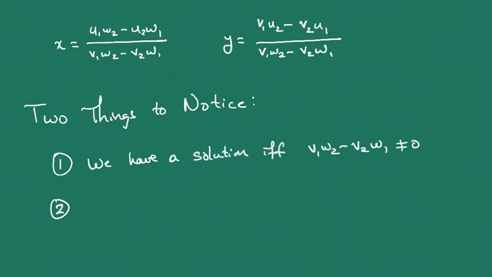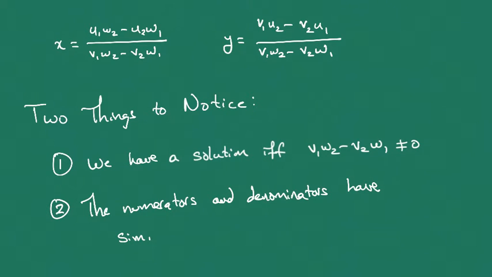The second thing we need to notice about these solutions is that the forms of the numerators and the denominators look a lot the same. We're seeing a mixture of the subscripts 1 and 2, both for the values for x and the values for y. Because these forms match, that's going to become an important feature that we're going to see a little later on.